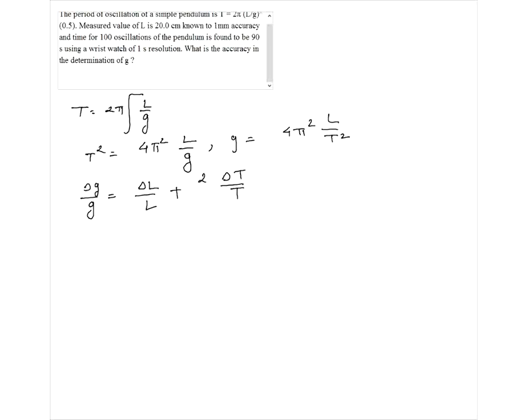Now we want accuracy in determination. Let's say we want percentage error, delta L by L. Measured value of L is 20.0. Accuracy is 1 millimeter. In centimeter it is 0.1. Now, how to calculate delta T by T?